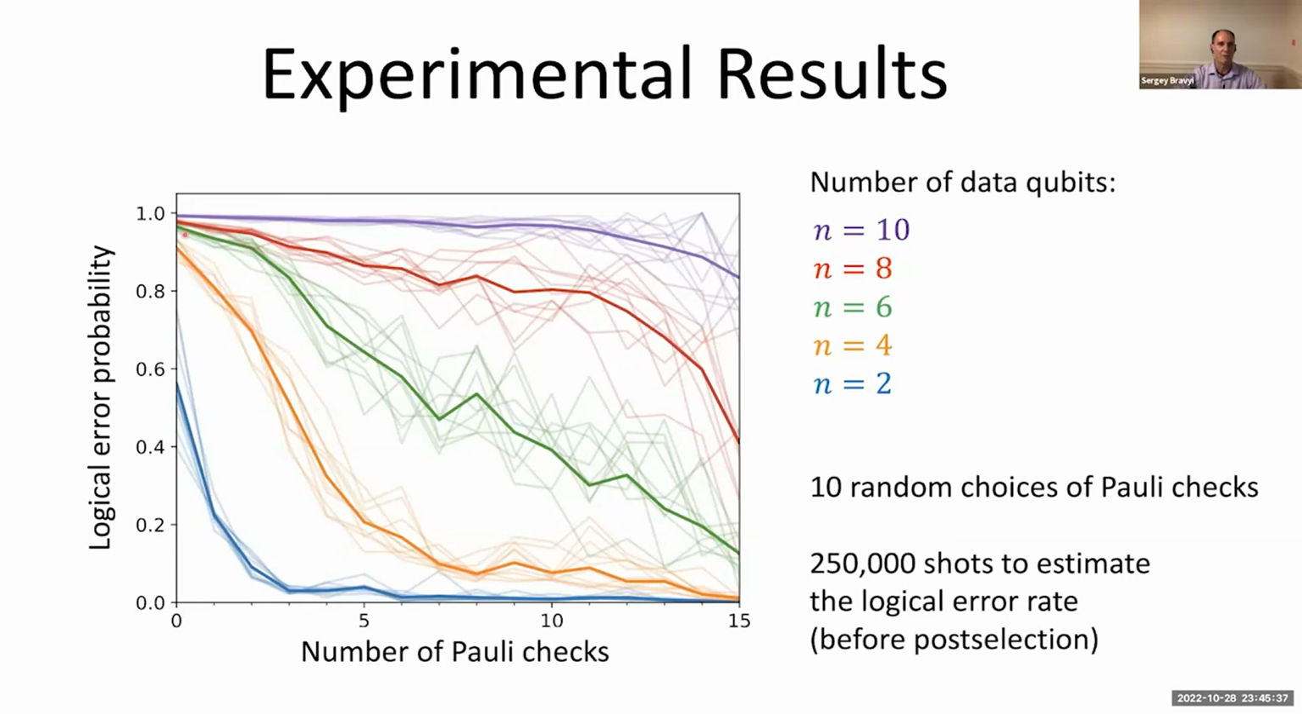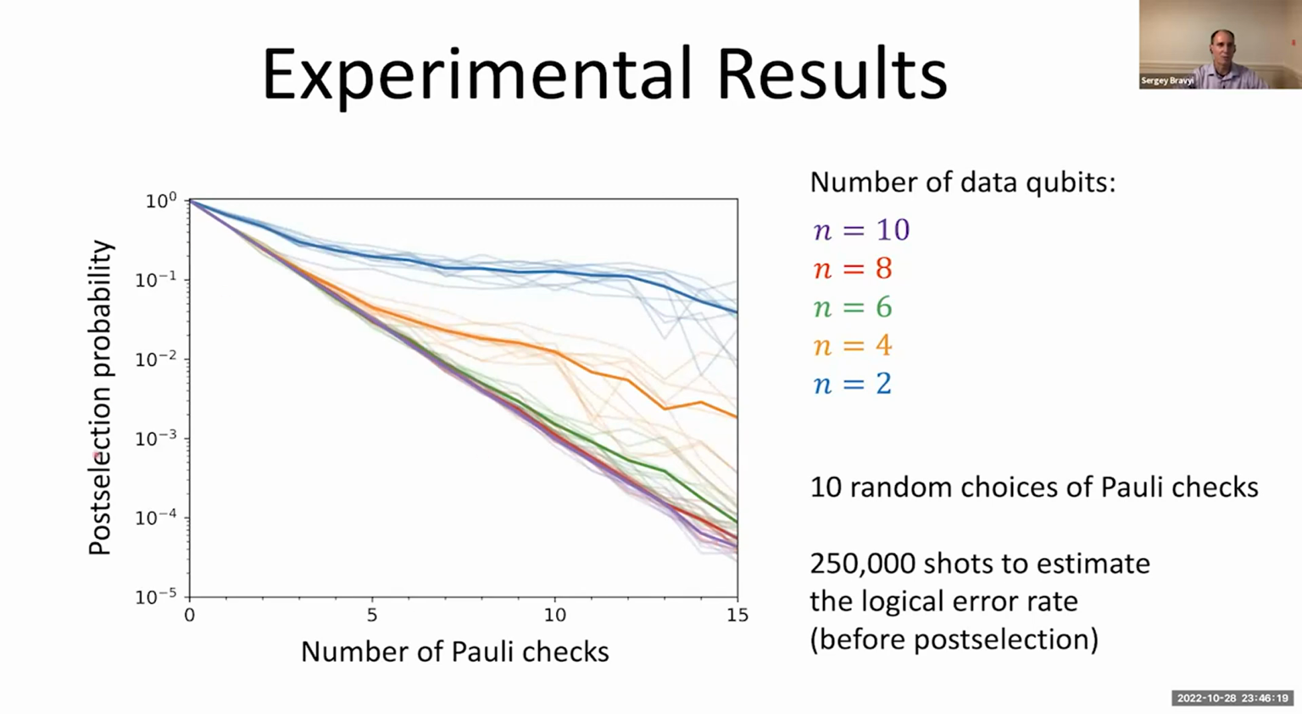So in the absence of error mitigation, the number of Pauli checks is 0, and the logical error probability would be close to maybe 90%. But as we keep adding Pauli checks, we can reduce logical error probability to roughly 20 or 15%. For this experiment, we used one-sided Pauli checks because we measure all qubits at the end. And we used the network of swap gates that I showed you to implement everything for the linear connectivity.